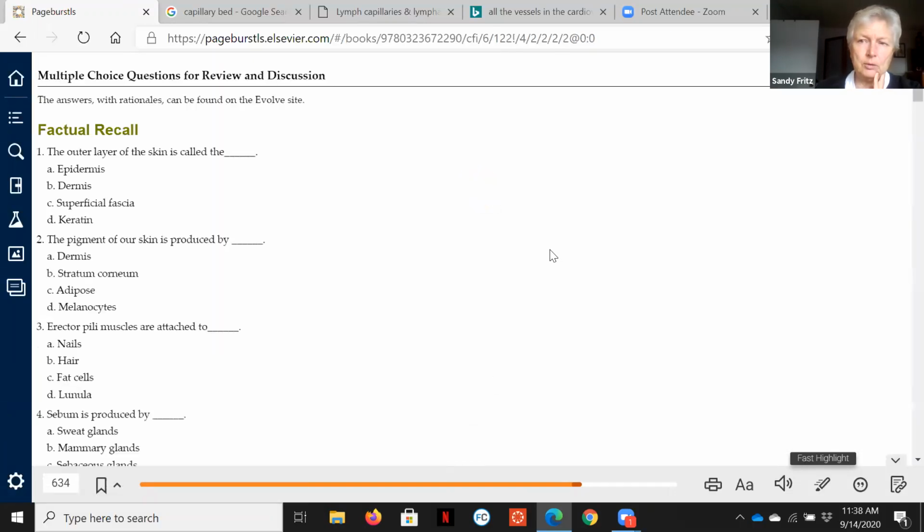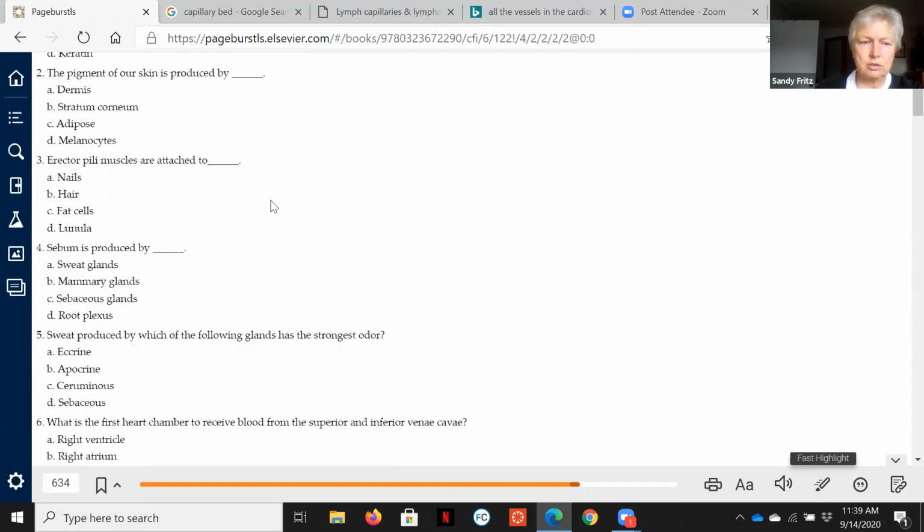So there's a lot of language to learn here. And that's reflected in these factual recall questions. So when you go through these and you use these to study and you use these to discuss, you need to know what all of these terms mean.